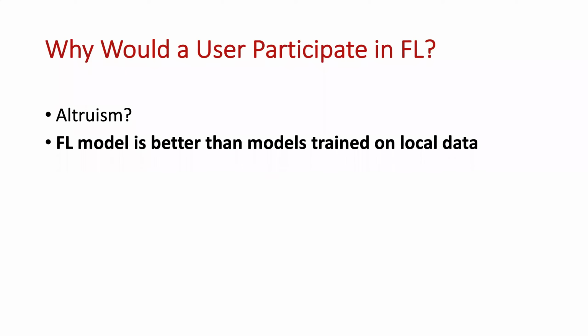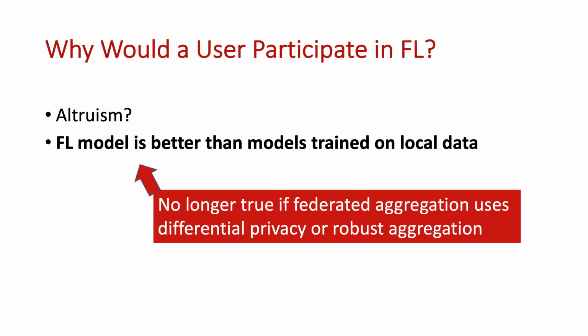So now let me come back to the first question that I used to motivate this whole line of research: why would anybody participate in federated learning? And I claim that the main reason is because the resulting model is better than the model they can train on their own. That reasoning might work for the original federated learning because it does produce better models. But once you apply differential privacy or robust aggregation or what have you, that reasoning is no longer true. The resulting models lose enough accuracy that for a huge fraction of users, it is no longer the case that they get better accuracy from the federated model than they can get by training on their own.